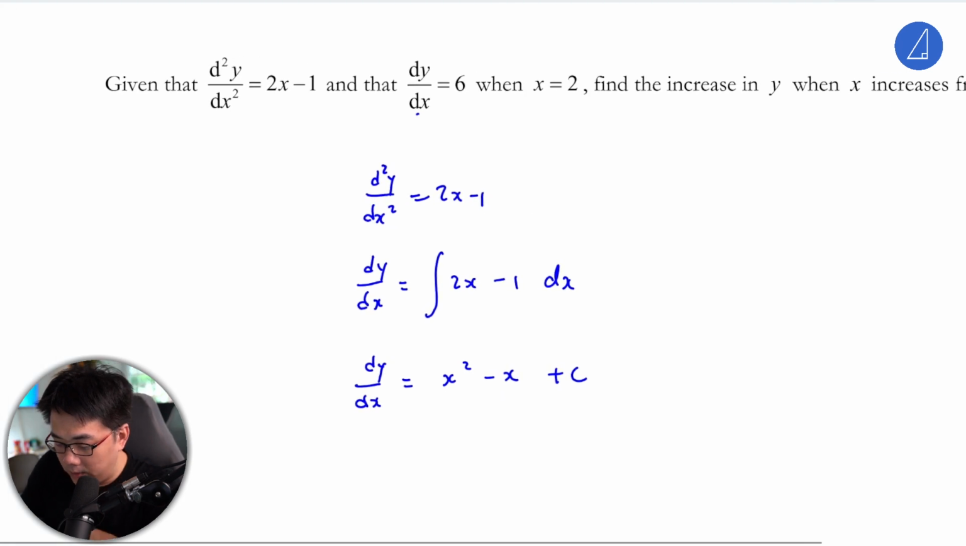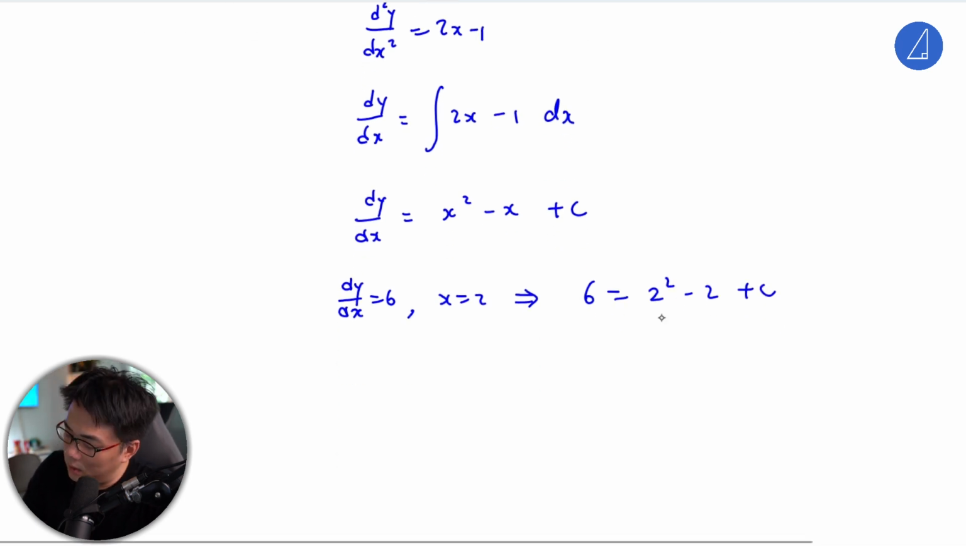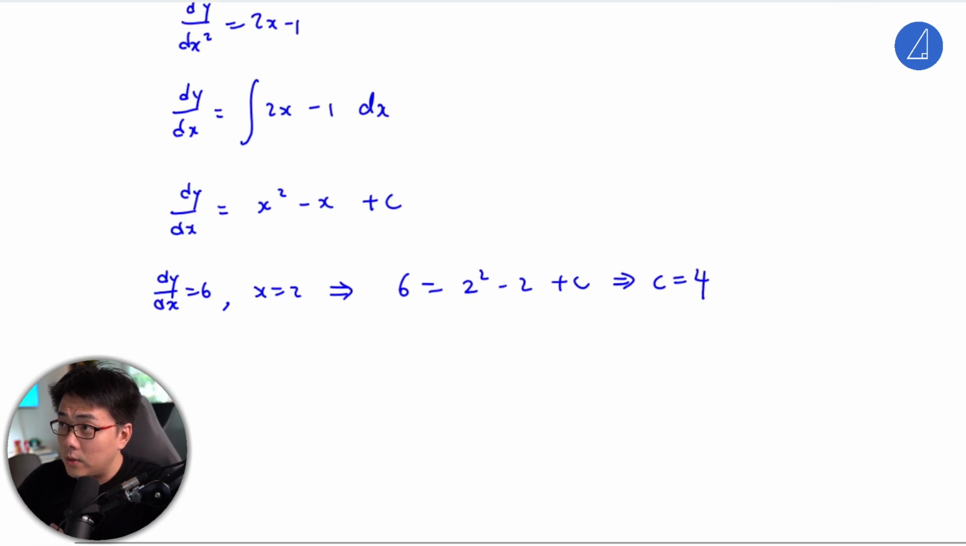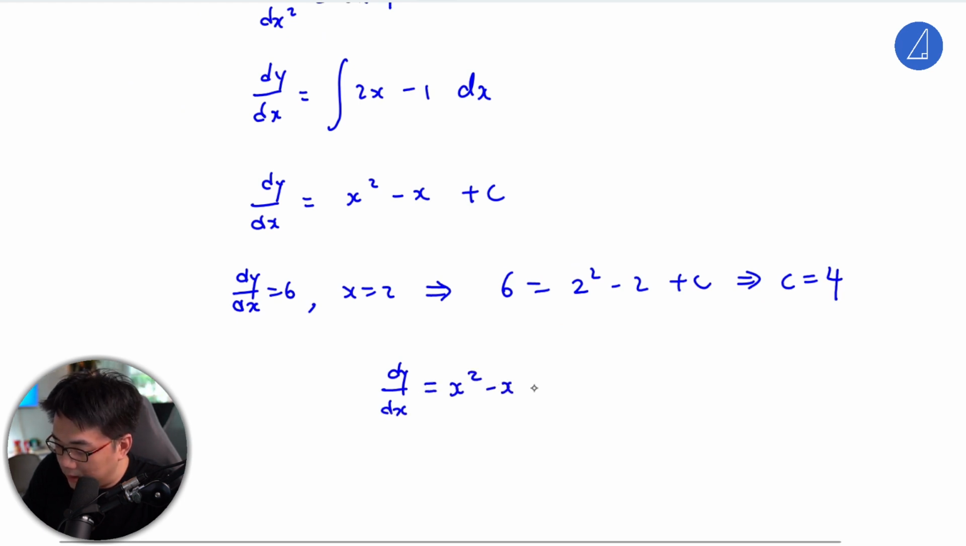So from here, I know that dy/dx is equal to 6 when x is equal to 2. That will give us 6 equals 2 squared minus 2 plus c. So c is actually equal to 4, I believe. 4 minus 2, yeah. Then after which, we know that dy/dx is given by x squared minus x plus 4.